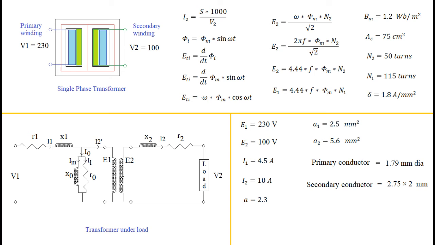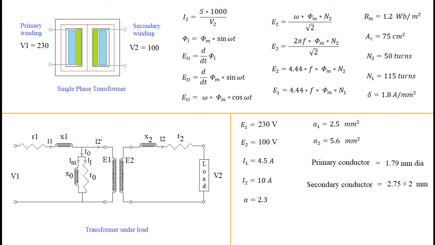We will assume magnetic flux density as 1.2 Webers per square meter and core area of 75 square centimeters. So peak value of magnetic flux comes out to be 9 milliwebers. On substituting all these values in the equation of E2, we get secondary turns as 50. In the similar way, we may calculate turns on primary side, and this calculates to 115 turns.